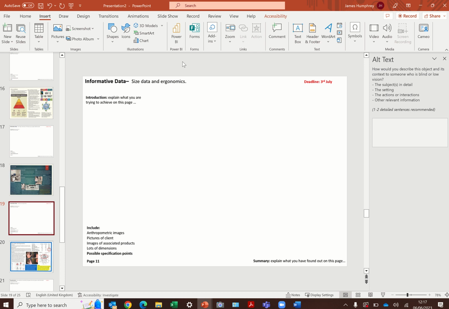Next up, informative data, size data and ergonomics. Two quite big topics, to be honest with you. Let's start with size data. What is it exactly? Size data is the size of things which are going to interact with, or be an integral part of, your product.